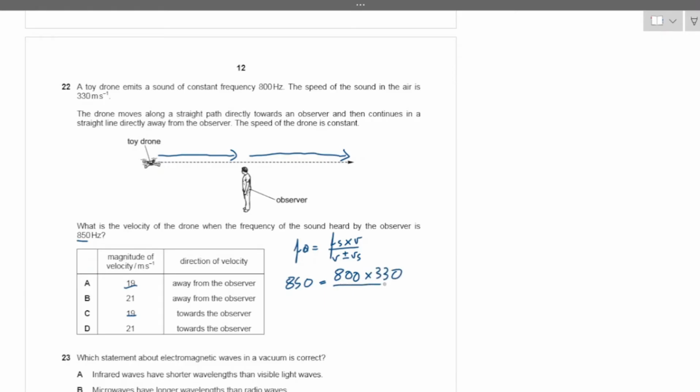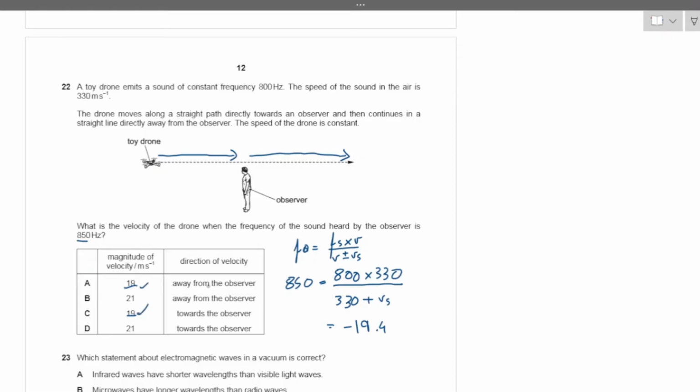330 and 330 down over here as well. And for now, we're just going to use plus because we do not know what vs is. We do not know if the toy drone is approaching or leaving. We cannot tell. So for now, let's just take plus because negative could mess up our calculations. 800 times 330 over 330 plus v, that gives us minus 19.04. So we know the magnitude of the velocity is 19.